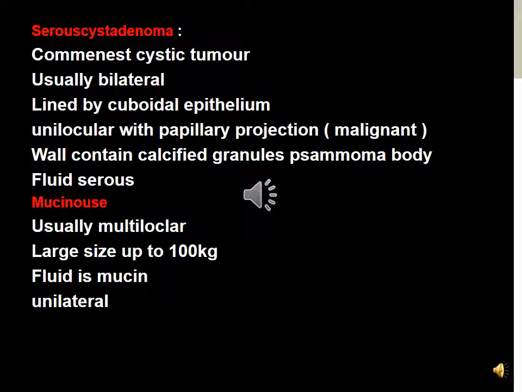If this serous fluid contains a papillary projection or calcified granules, it indicates a sign of malignancy. The mucinous cystadenoma or adenocarcinoma is usually multilocular and unilateral. It may attain a huge size. The content is mucin and the lining is columnar, tall columnar epithelium.